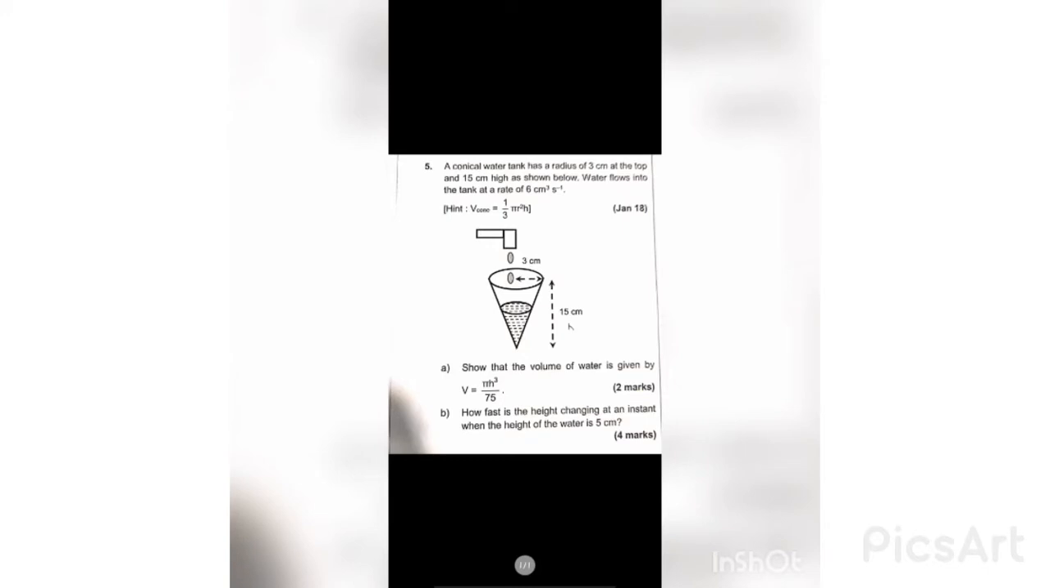A conical water tank has a radius of 3 cm at the top and 15 cm height as shown below. Water flows into the tank at a rate of 6 cm cubed per second. Question A: Show that the volume of water is given by V equals pi h to the power of 3 over 75. Question B: How fast is the height changing at an instant when the height of the water is 5 cm?